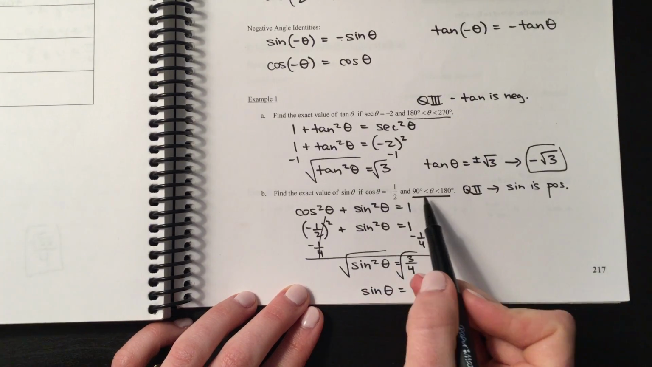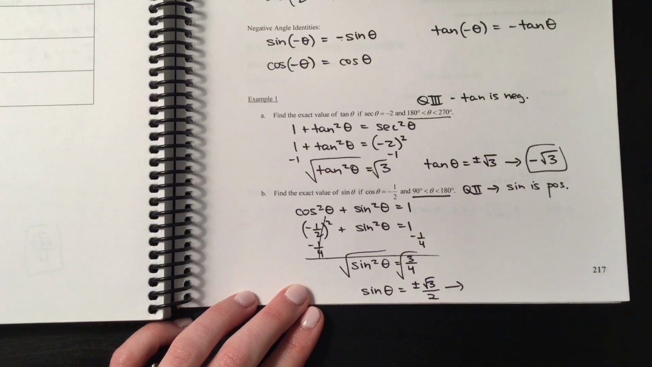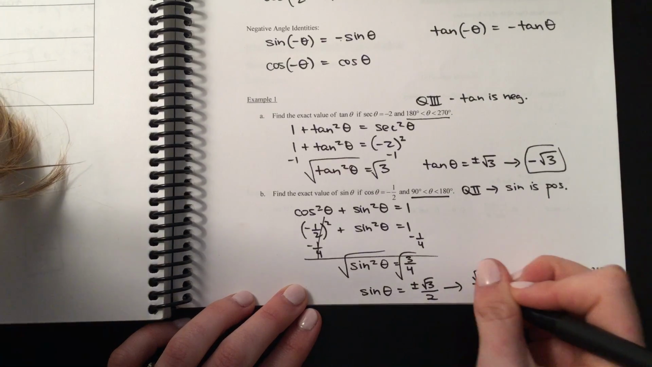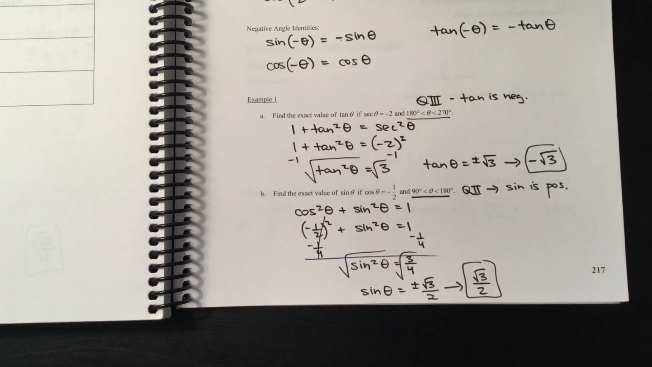So for our final answer, looking at this quadrant restriction, we know sine should be positive, so we're going to take the positive square root of 3 over 2. And that would be your answer.